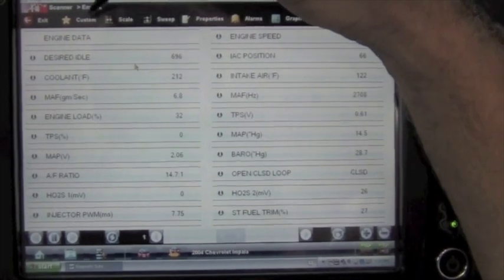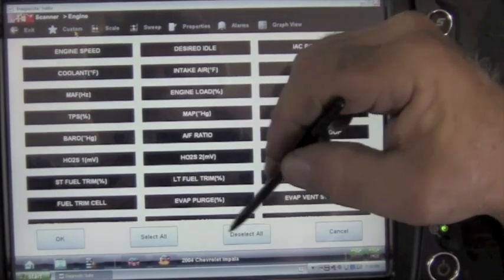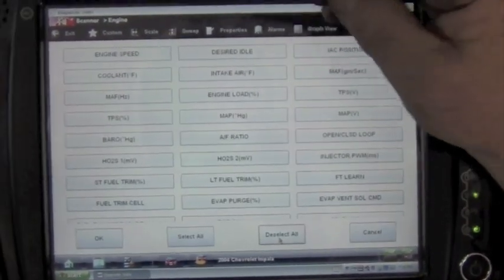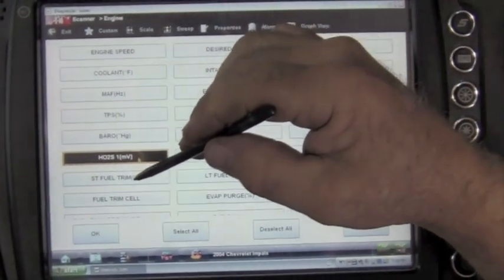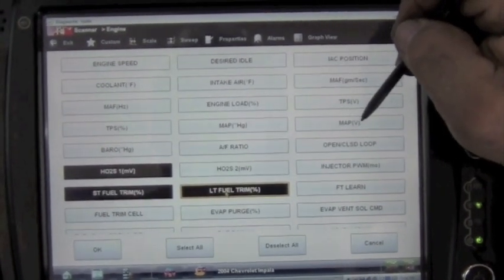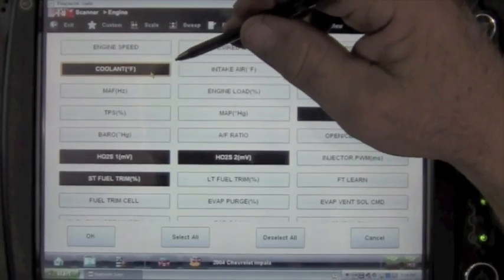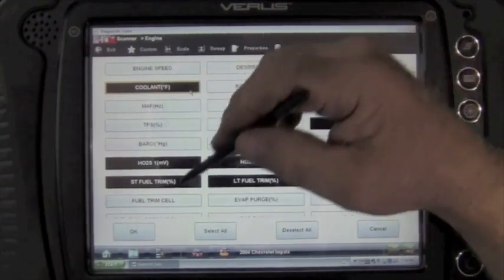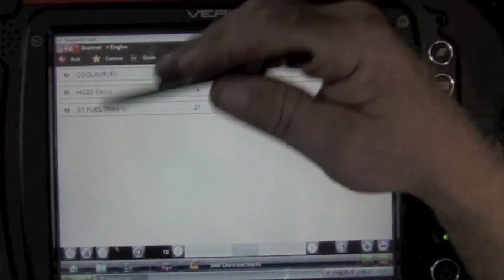Now, just seeing these codes, we actually need to get some data and see what it's telling us. So let's go back to the scanner. Now I'm going to customize this because there's a lot more there than I really think I need to look at. I'm going to clear everything. I know that I want to look at the oxygen sensor. Bank 1 was our problem, so I'm going to select that. I want to look at short-term fuel trim, long-term fuel trim. I want to look at mass airflow volts. I also want to look at the coolant sensor. Now I want to look at just those. Now, I don't have to look at everything.